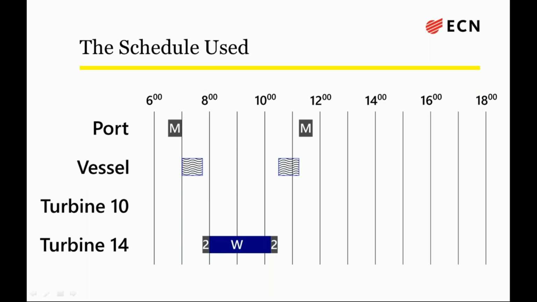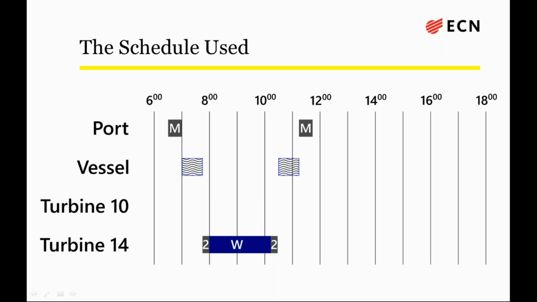So the schedule actually used on the wind farm is as follows. The corrective service order on the nearest turbine was fixed, but not the other corrective service order. And what does that mean?